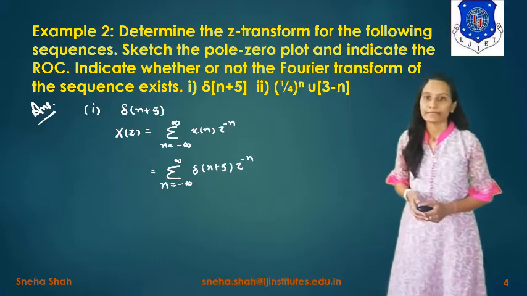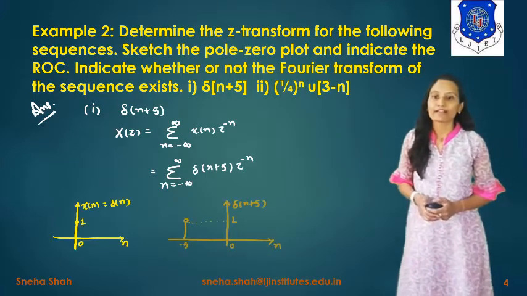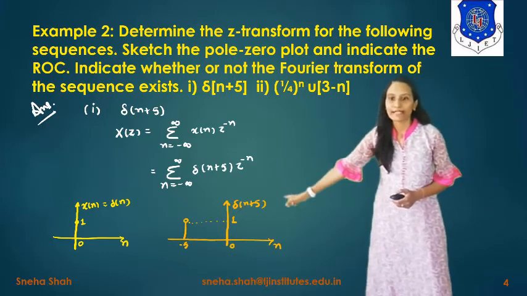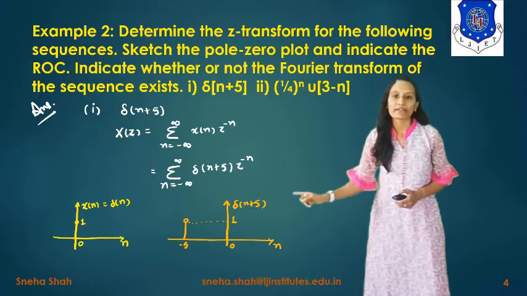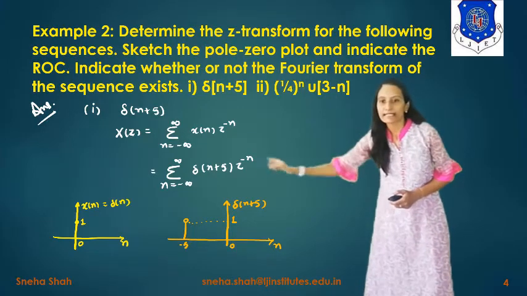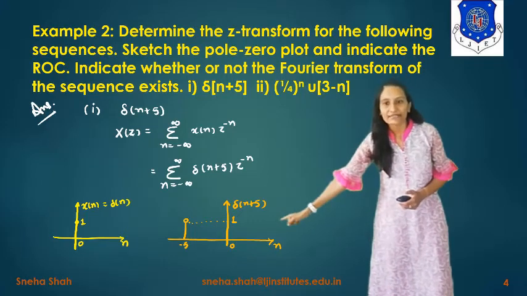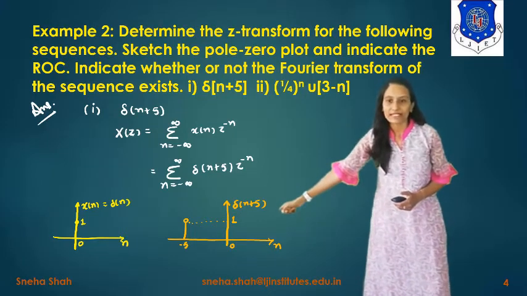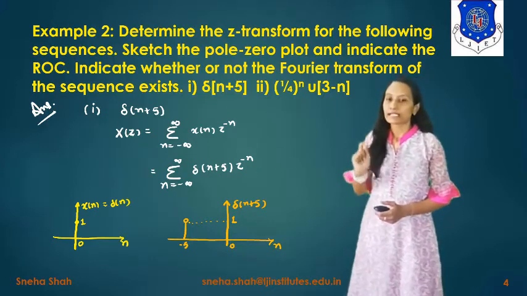Now simplifying this, as you know the value of del of n equals 1 for n equals 0. So using the time shifting property, del of n plus 5 means this signal will shift toward the minus 5 side. So at n equals minus 5, its value will be 1. So this summation will change.